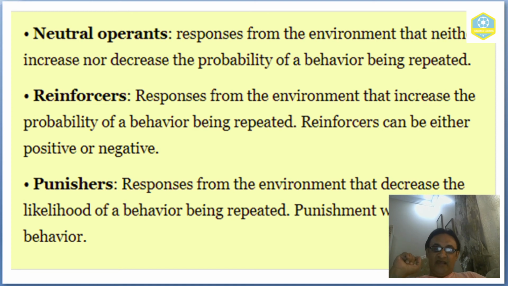Another one is the reinforcer, which is repeated. It can be positive and negative. And the other one is the punisher. So reinforcer can increase the behavior, and punishment can decrease the behavior. So he said there are three kinds of responses. One is the neutral response, another one is the reinforcer, and the third one is the punisher. So this is Skinner's theory.